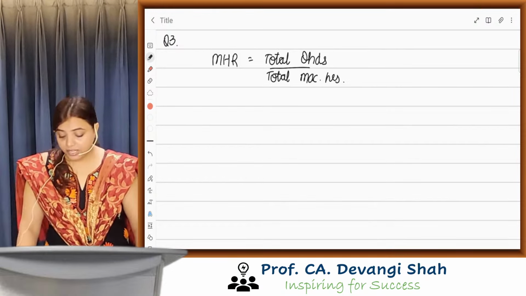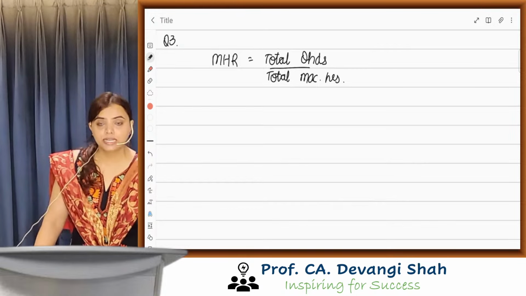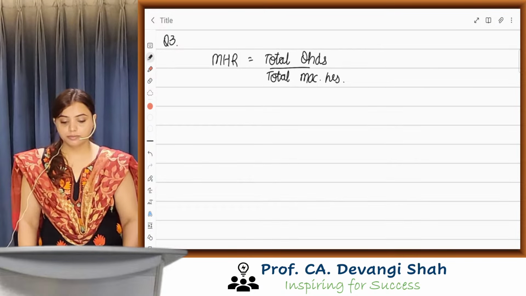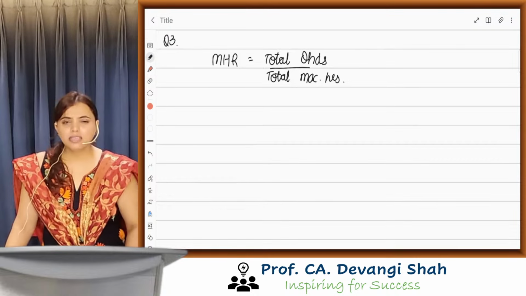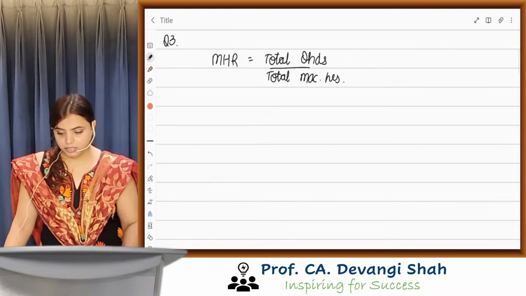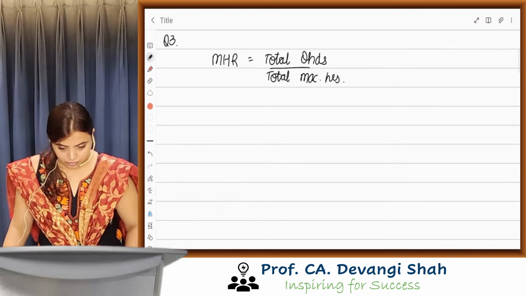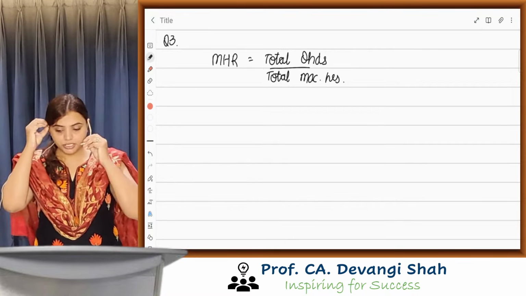So to find out MHR, you have to take total overheads divided by total machine hours. One second, I think there is some technical issue, give me a minute. I'll be back in a minute. Please read the question.